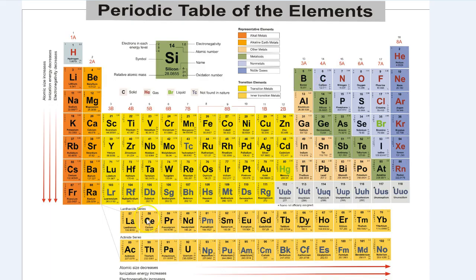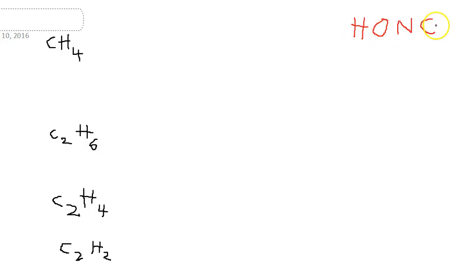An easy way of remembering it is the HONC group. HONC, H-O-N-C, means H usually has one bond, O has two, N has three, and C has four. Oh, this is a biologist's way to remember it. Anyway, C here has 4 valence electrons and usually forms 4 bonds. So you have C with 1, 2, 3, 4 electrons.